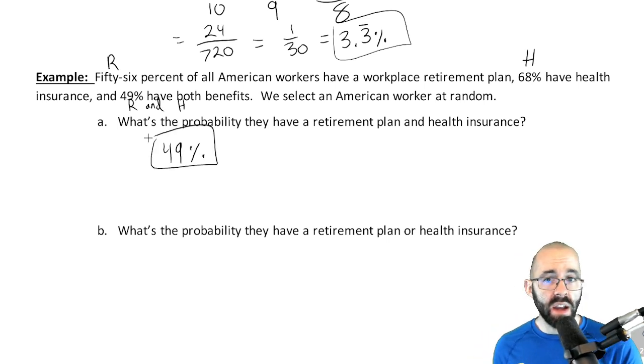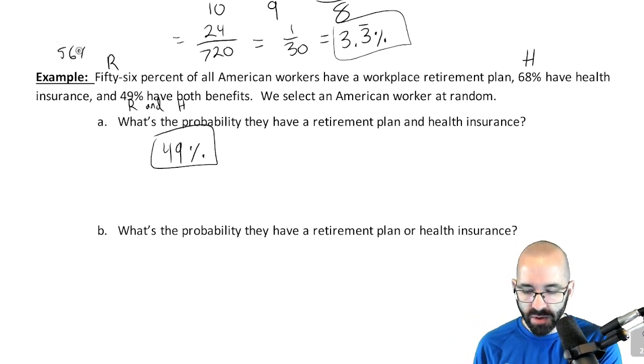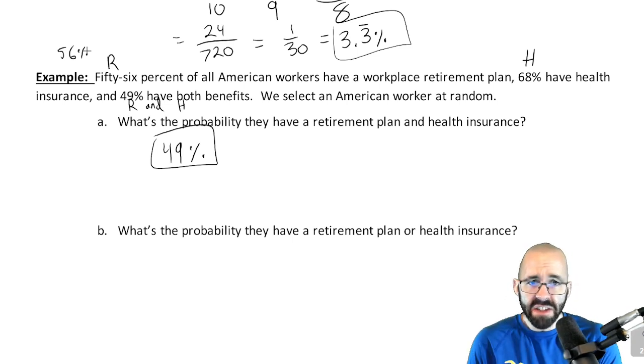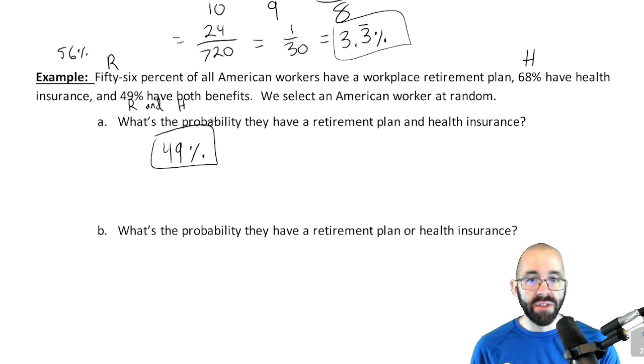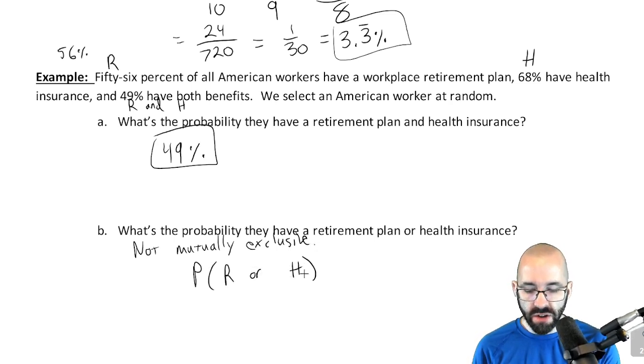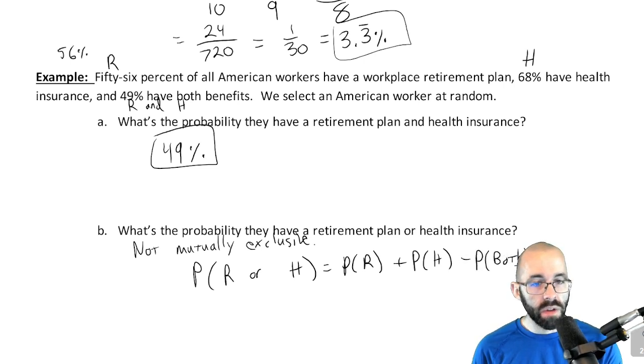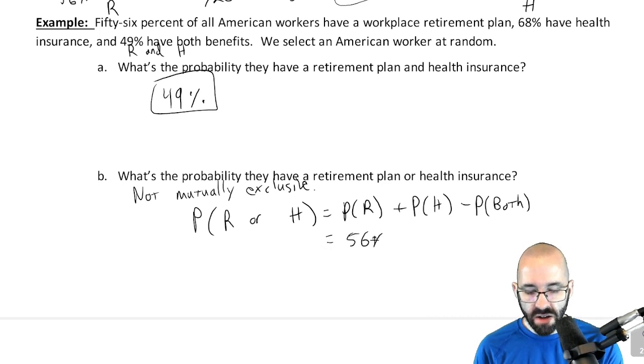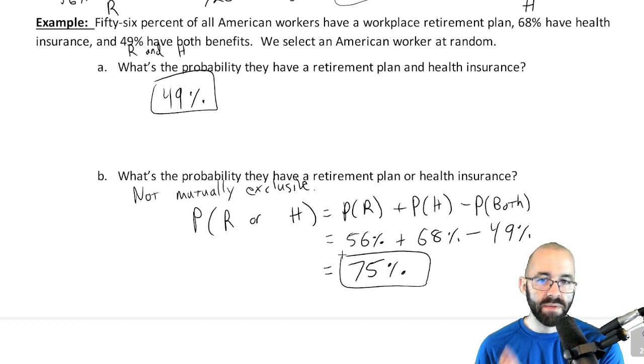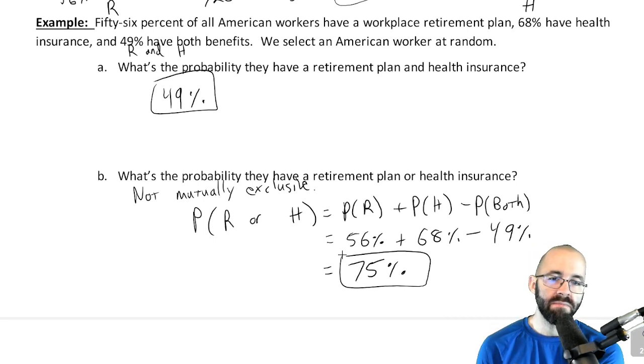What's the probability that they have one or the other? Now be careful. I wrote 56%. Can't just add them together. This is where we really have to use that formula. These are not mutually exclusive. In fact, a lot of people will have both. The probability of retirement or health insurance is the probability of retirement plus the probability of health insurance minus the probability of both. Retirement was 56%, health insurance was 68%, and both was 49%. If you do that, you should get 19 plus 56, just 75%. So 75% have one, the other, or both.